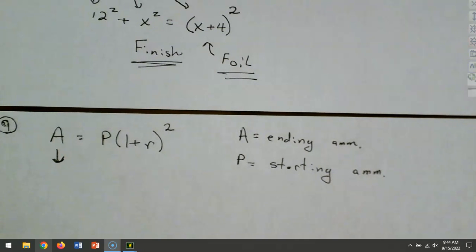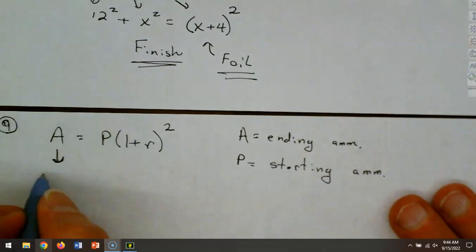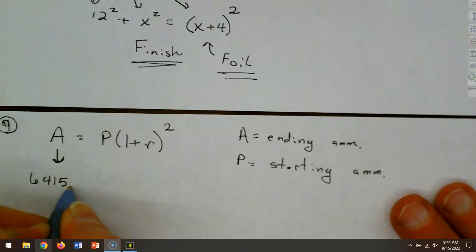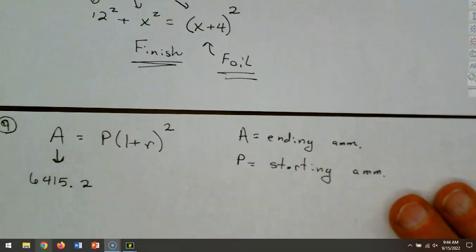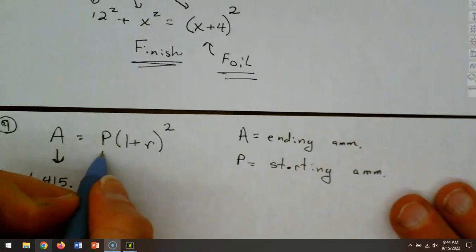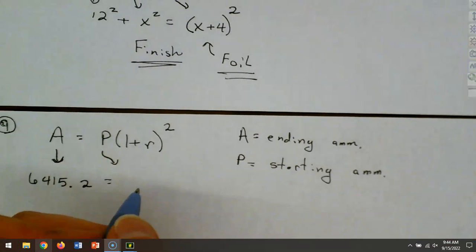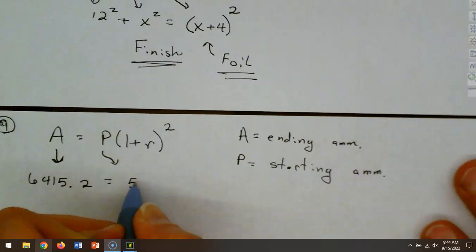So A is going to be what we end up with. And in 2 years, how much money do I have? That's the larger amount. So in 2 years, I have $6,415.20. How much did I start with? Well, I started with $5,500.